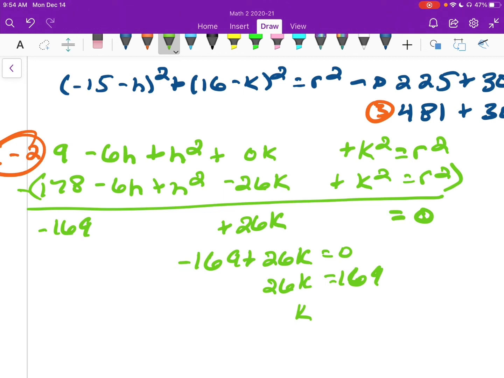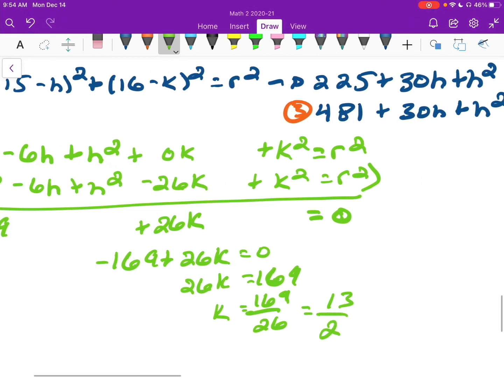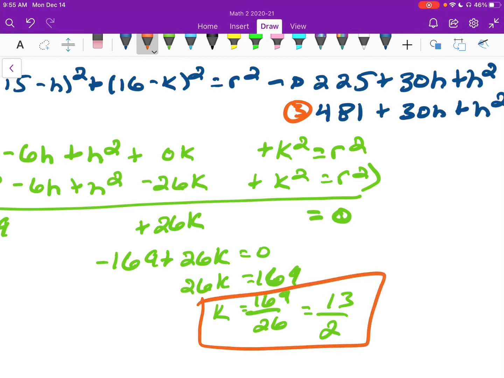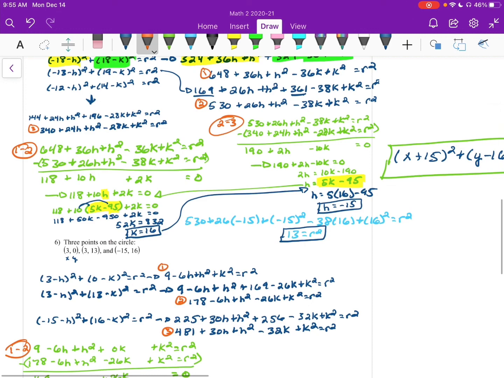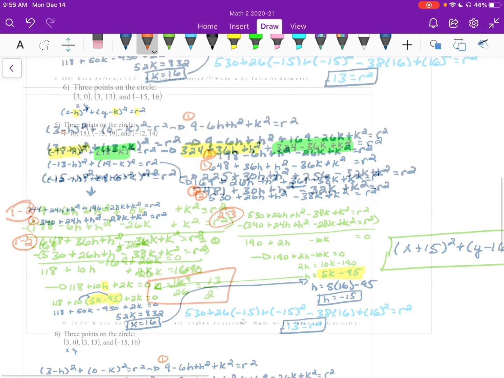am I allowed to have a decimal? You know what? I'm going to leave this as a fraction. It's going to be 169 over 26. If I reduce that, 169 ABC 26 gives me 13 halves. All right, and we're going to leave it as 13 halves. So let me circle this. All right, now that's awesome because I would say that's less work than what we did on number 5.